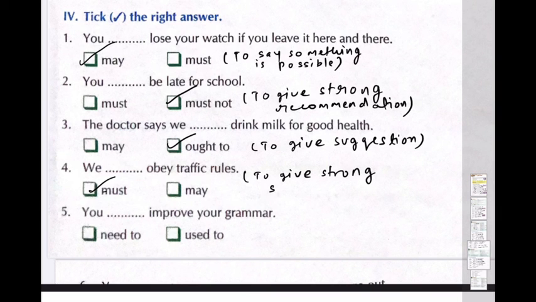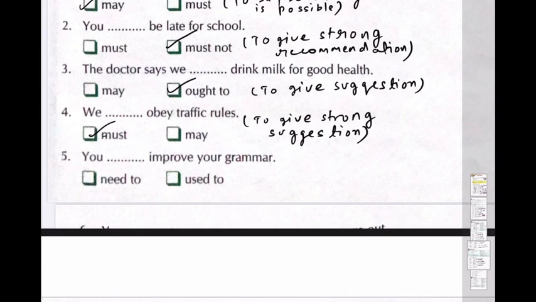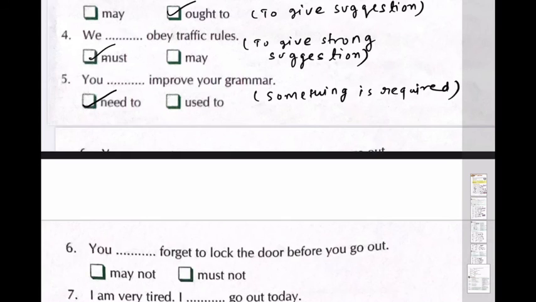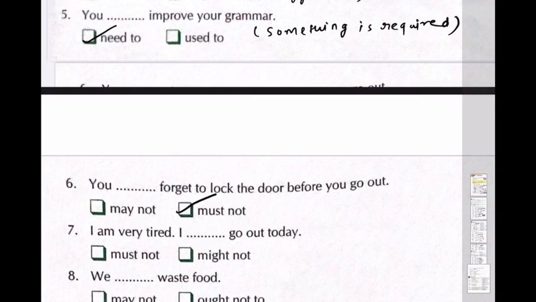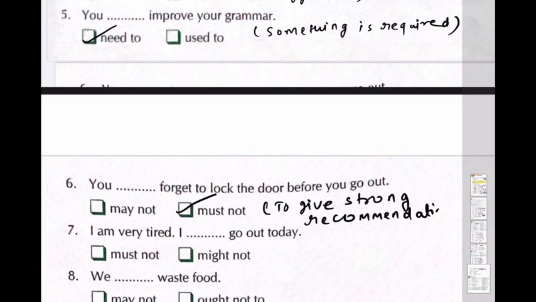To give strong suggestion, we use must. You do this to improve your grammar. You need to. Okay, something is required. That's why we use need. You must not forget. You must not forget. Okay. To give strong recommendation.